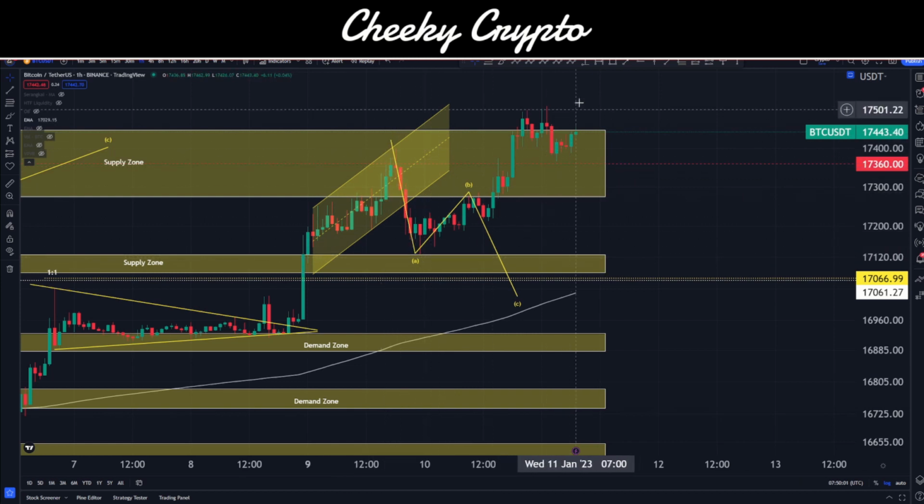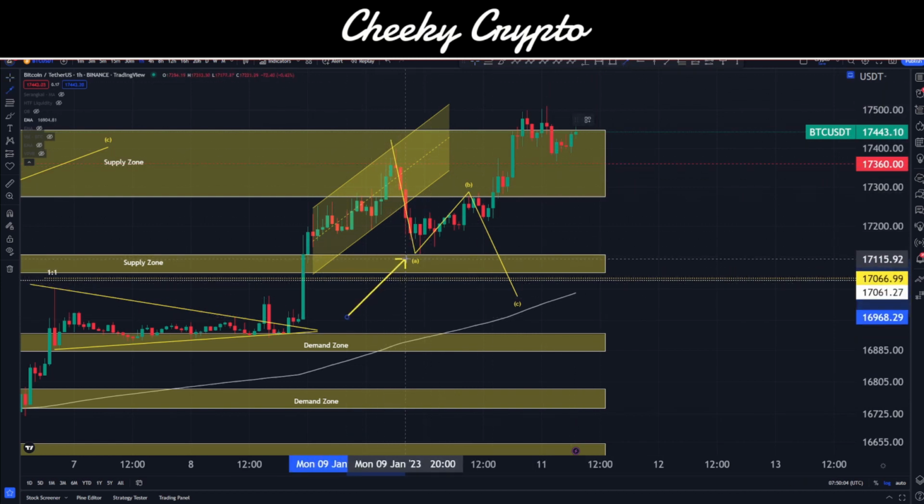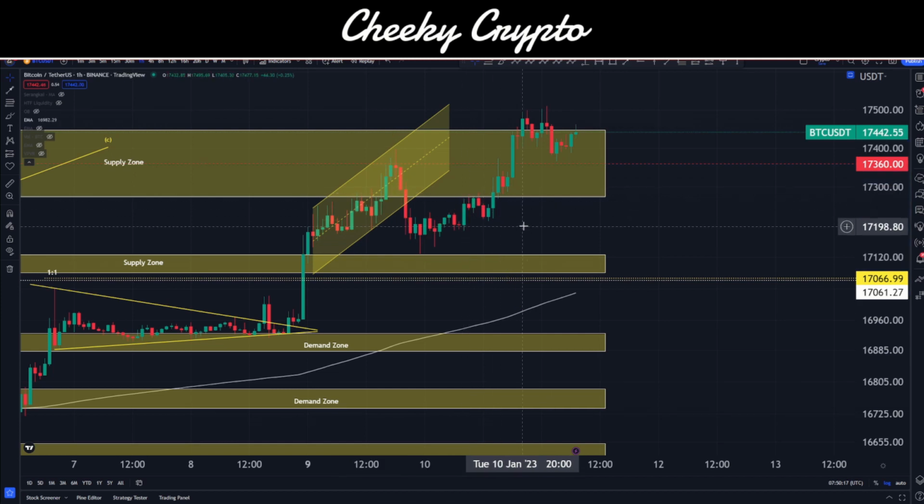It does appear that we did complete, as I was saying, one of those options, that we completed down here. And then we actually come up into that next 5-wave move to complete a zigzag pattern. I thought we were going to come down. We didn't. We actually went up. So let's go ahead and talk about that.